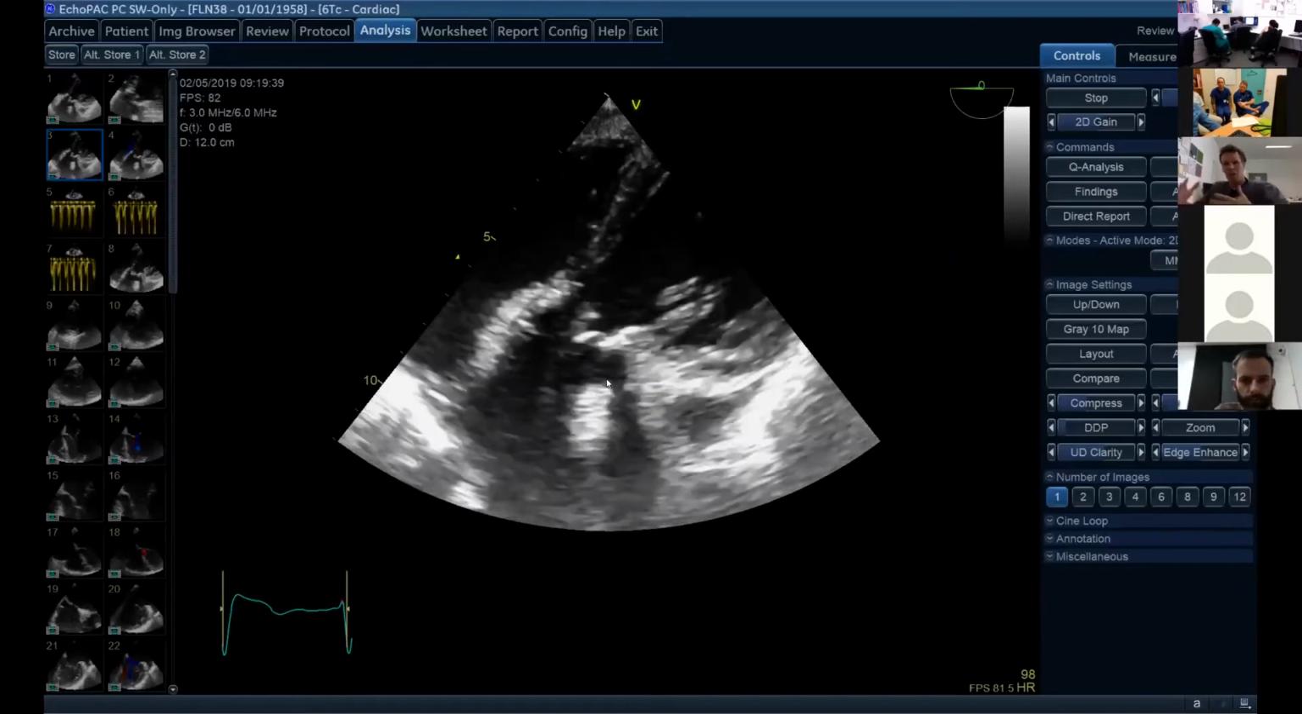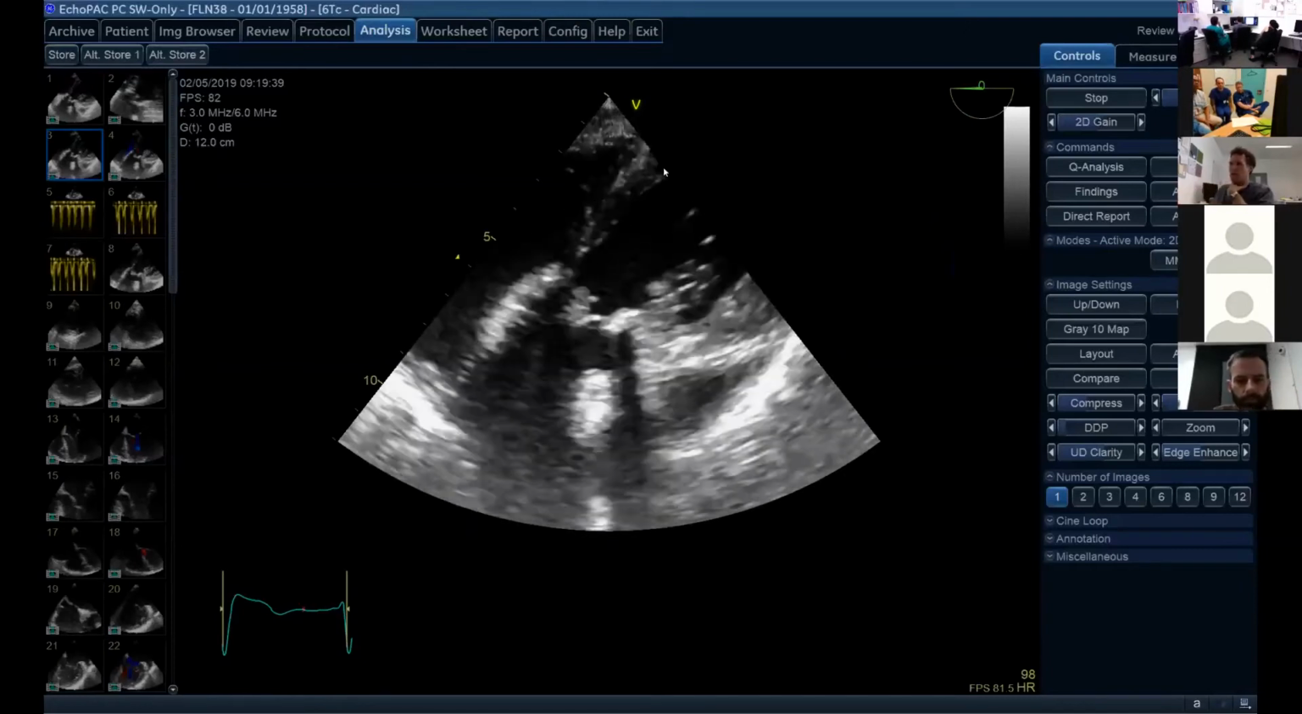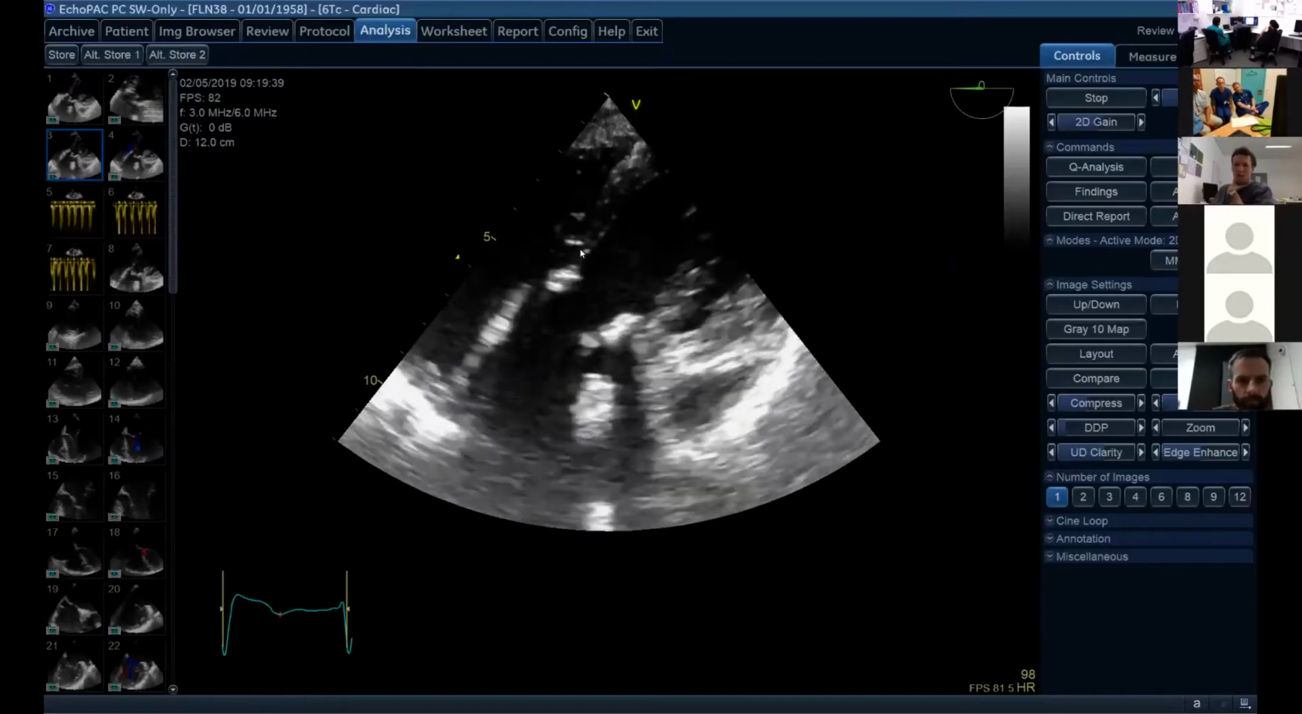Okay, well, just talk a little bit about what do you think we're looking at? What's this structure here at the top? So on transesophageal echo.